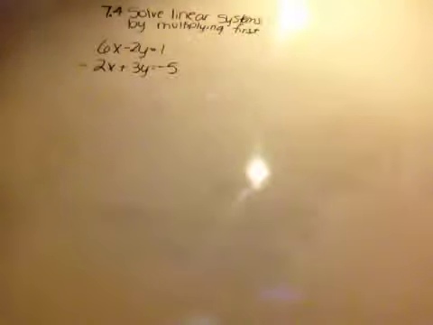Section 7.4, solve linear systems by multiplying first. So in a linear system like this one, 6x minus 2y equals 1 and negative 2x plus 3y equals negative 5, neither variable can be eliminated by just adding or subtracting the equations. So for systems like these, you're going to multiply one or sometimes both equations by a constant so that when you add or subtract the equations, you can eliminate a variable.